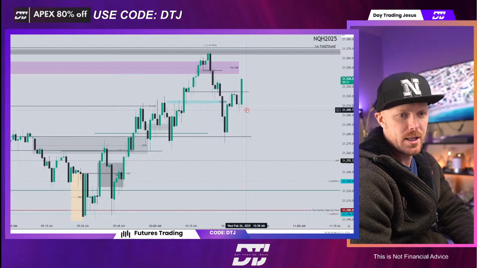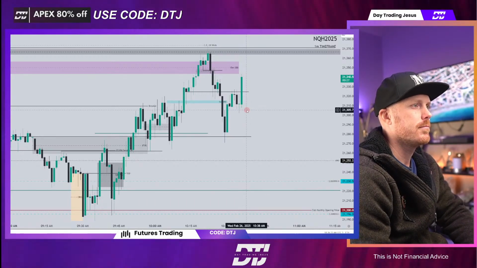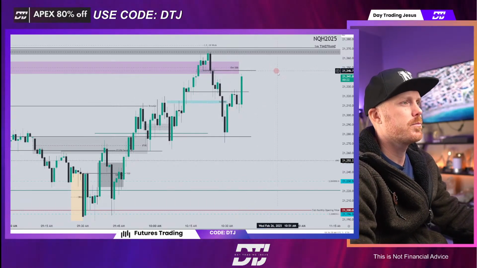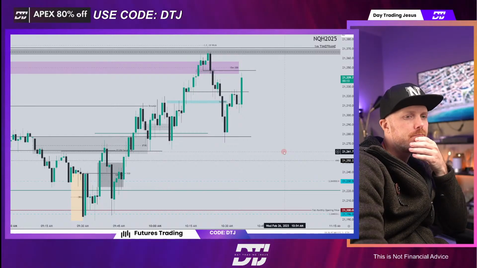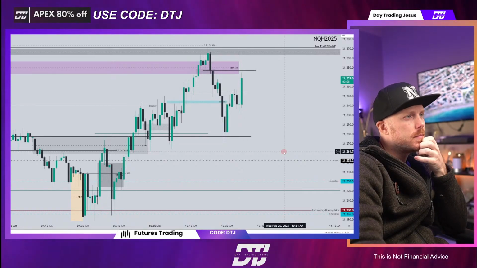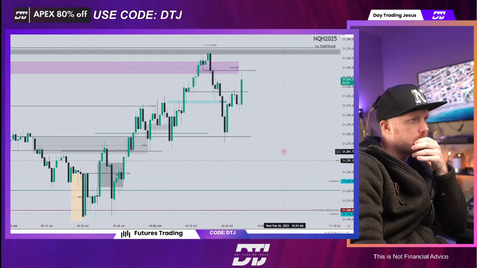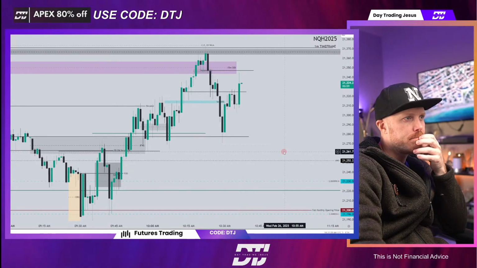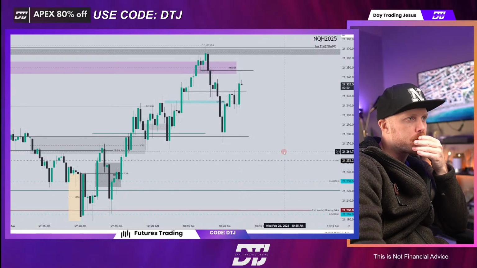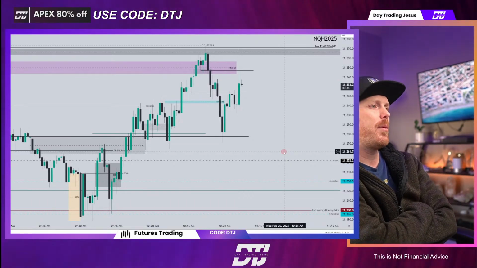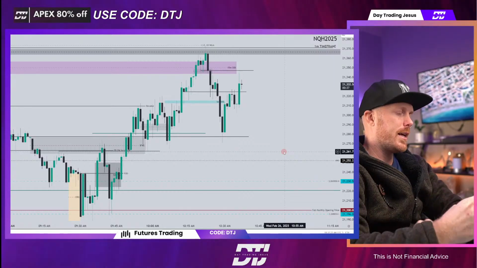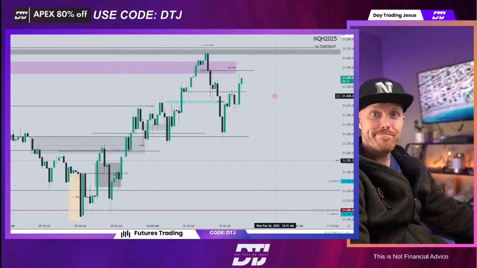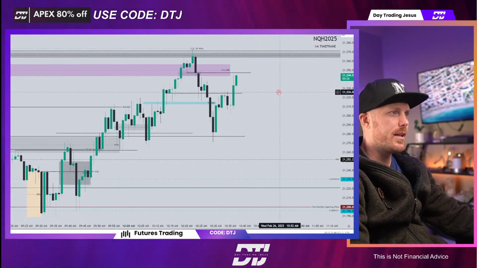The 20 SMA is holding the pullback, and we are above the VWAP. Maybe I need to go back to taking my 10 handles and getting out. I've been pushing myself to take trades for 20, 30, 40 handles, so I don't take it when it hits 10. Maybe I need to do that. You can be profitable on just 10 handles.